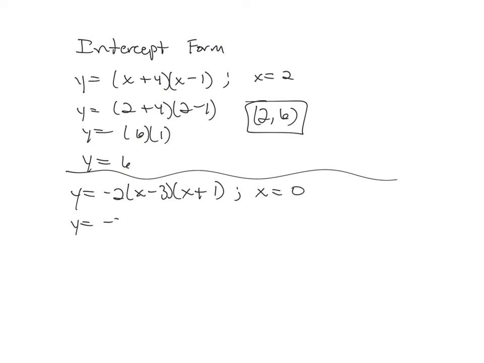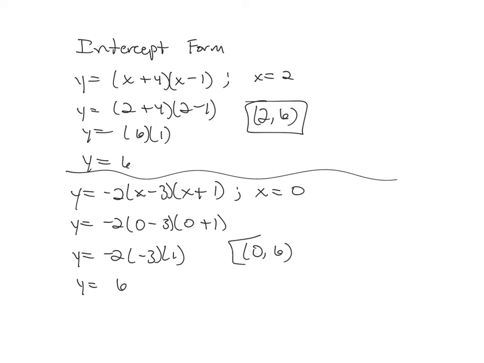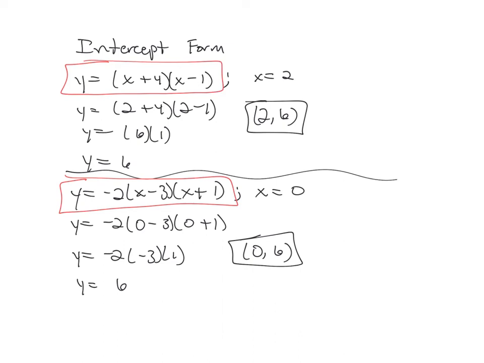Some of them you're going to plug in 0, so let's do that. 0 minus 3, 0 plus 1. Negative 2, 0 minus 3 is negative 3, 0 plus 1 is 1. Negative 2 times negative 3 is 6, times 1 is 6, so we got 6 again. Intercept form looks like that or that. I could just change the numbers around. Really the only difference.